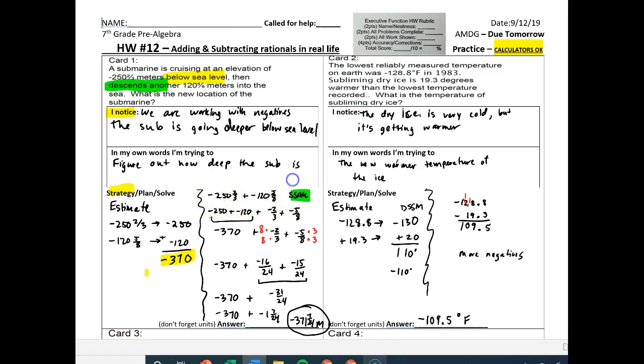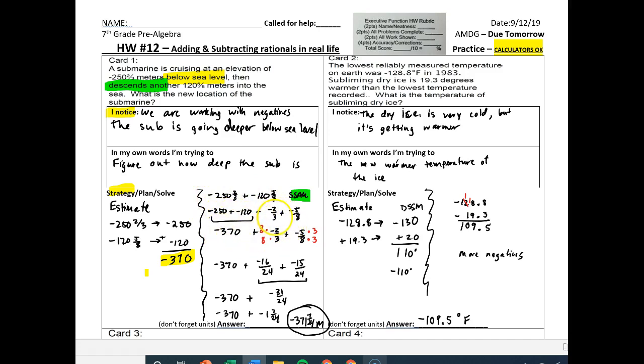You'll notice this is an SSAK problem. Notice what I do: I use the commutative property and the associative property and kind of rewrite this problem. So put the whole numbers next to each other and then put the fractions next to each other. Make sure that you realize that the fractions are negative because they had a negative whole number. So negative 250 plus negative 120 is negative 370.